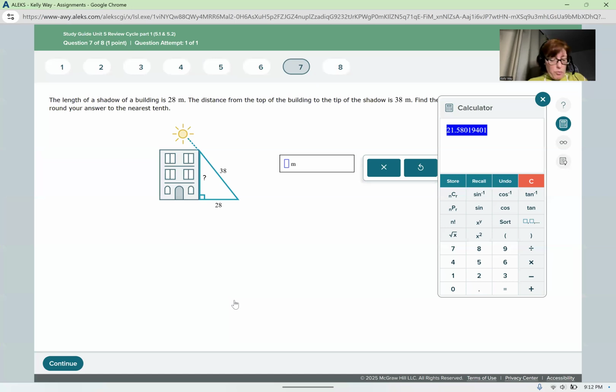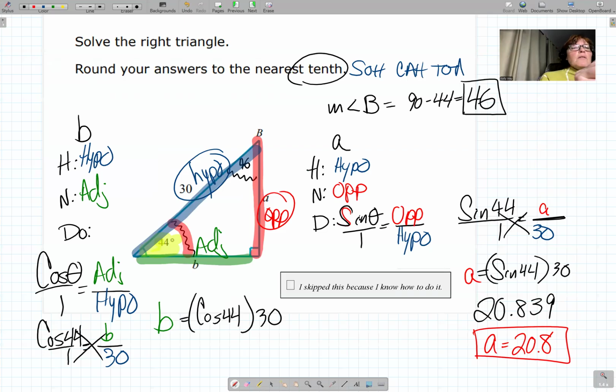We get 21.58. So 21.58 equals B. Round to the tenths place. So it's 21.6 units.